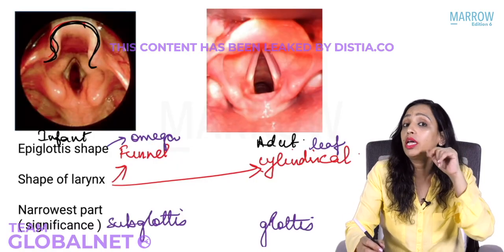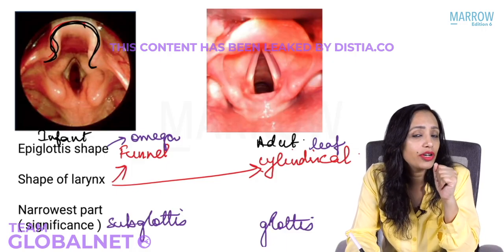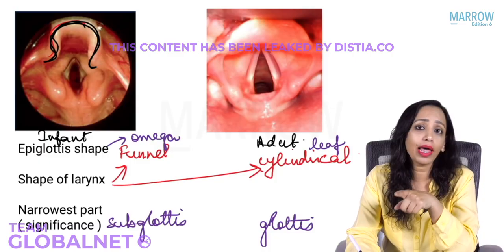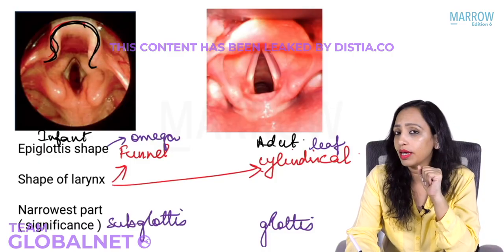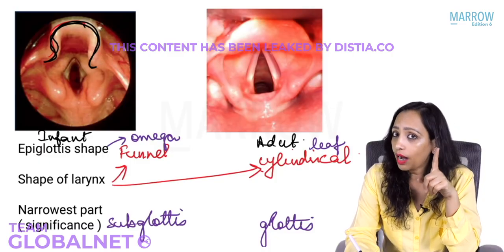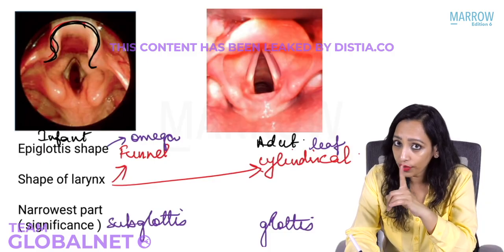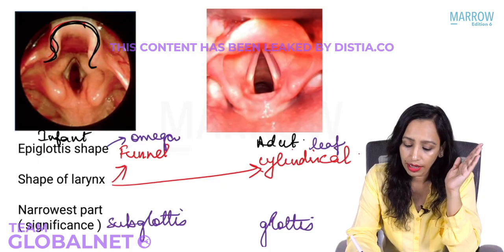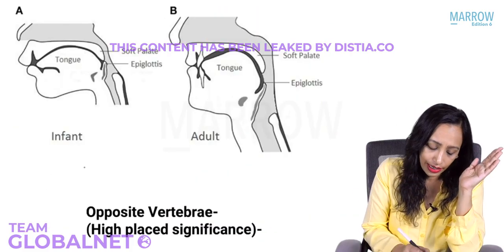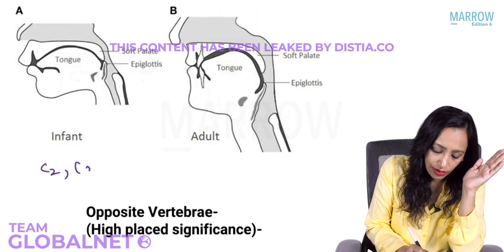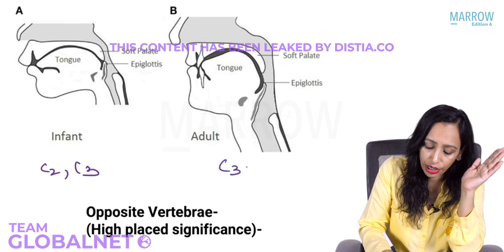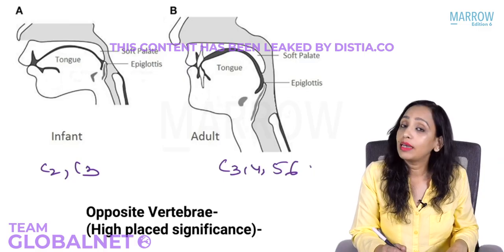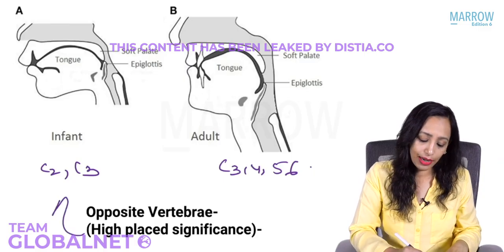Now a very major difference between the larynx of an infant and an adult is the level of the larynx. You tell me the level of the larynx in an adult, I will tell you for a child. In an adult it is C3, 4, 5, 6, whereas in an infant it is C2 and C3, which means that the larynx in children is high placed.